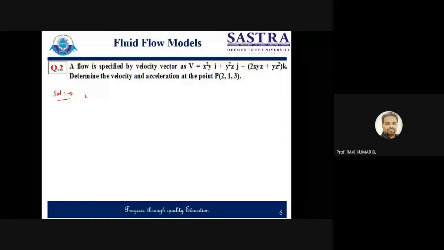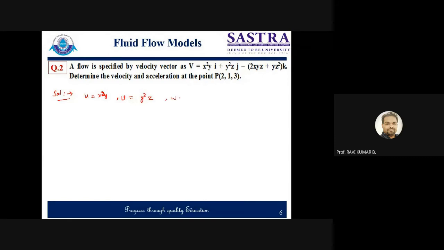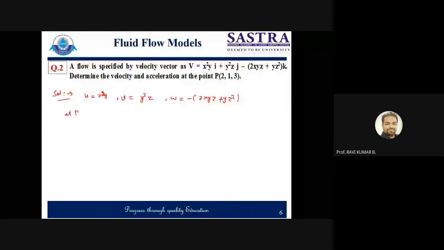x square y, directly you can say x square y, and v is equal to y square z, and w is equal to minus 2xy z plus y z square. All these things are given. So at the point (2, 1, 3), find out the u. Get the value of u.